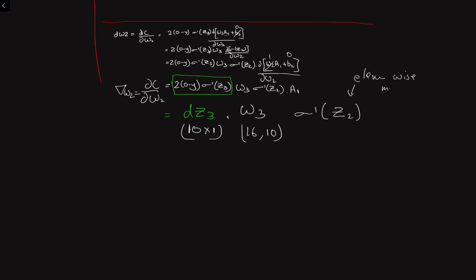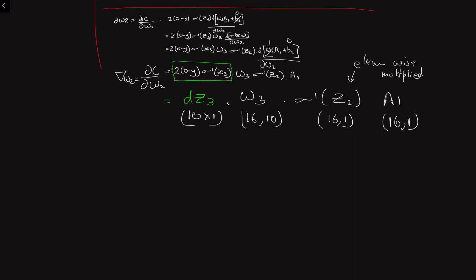Element-wise multiplied. Okay, be very careful. So that term needs to be element-wise multiplied. So we're gonna do that. Now, what is the dimension for z2? It's going to be same as a2, which is 16 comma 1, and a1 dimensions we already know, 16 comma 1.